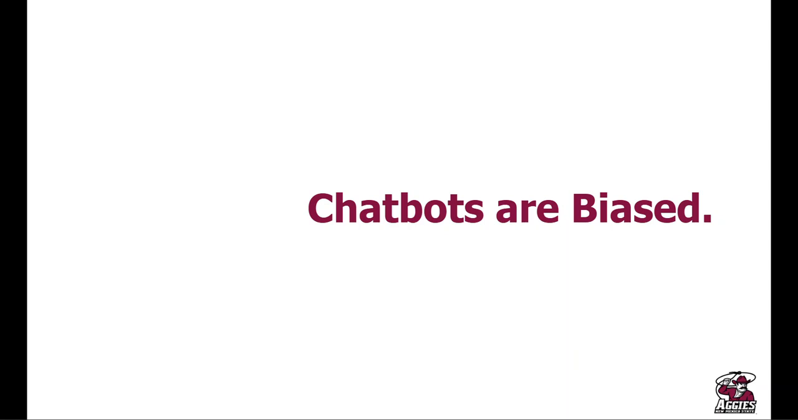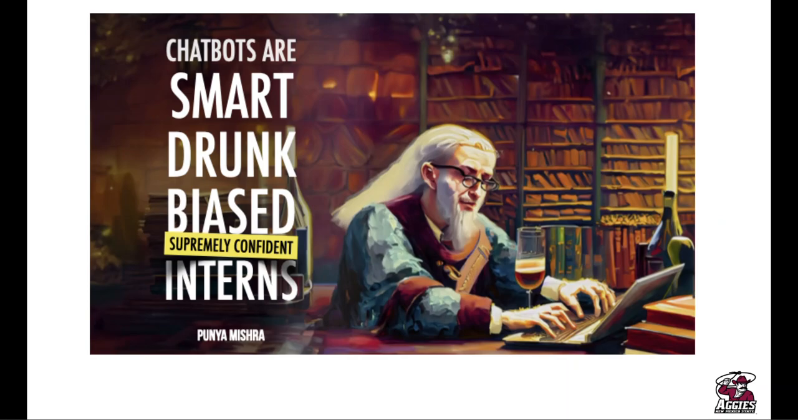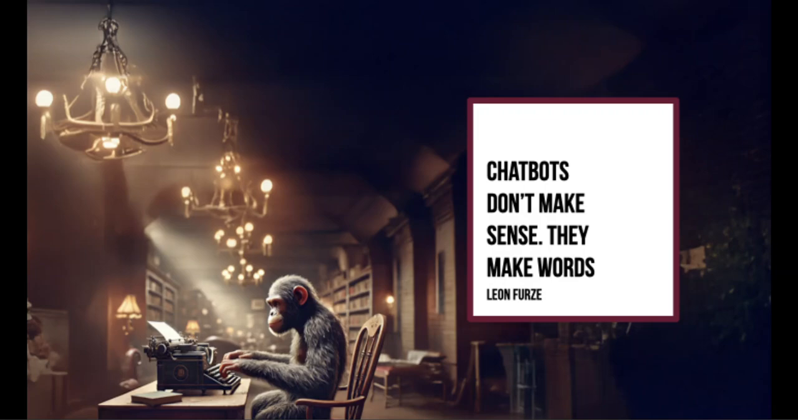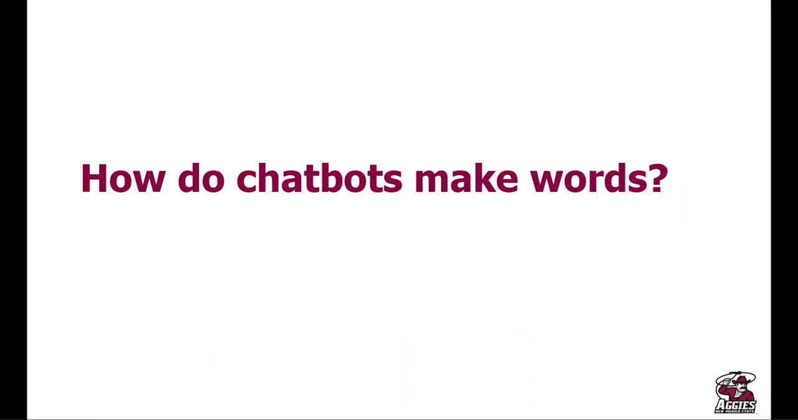Chatbots are biased. They're smart, drunk, biased, supremely confident interns. Why are they that way? Well, Leon Furze says chatbots don't make sense, they make words. They're putting patterns of words together. So, how do they make words?